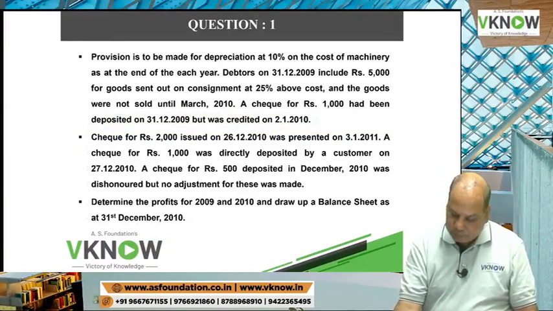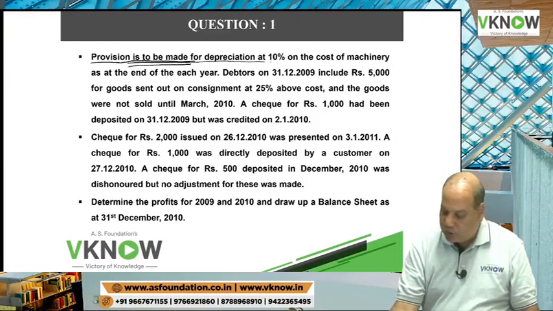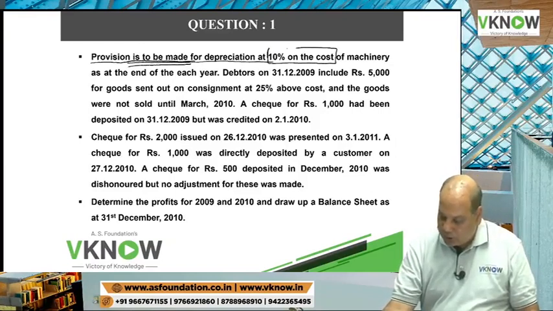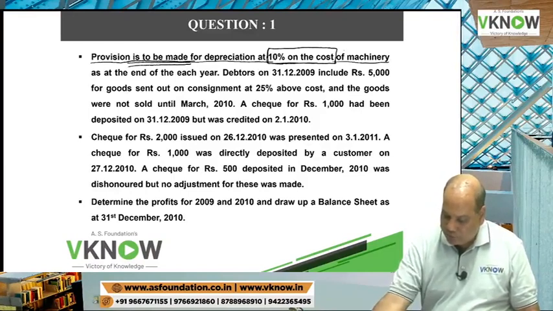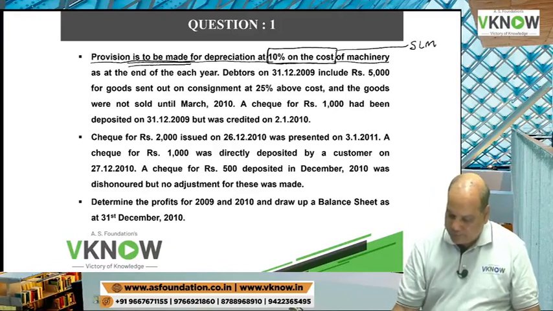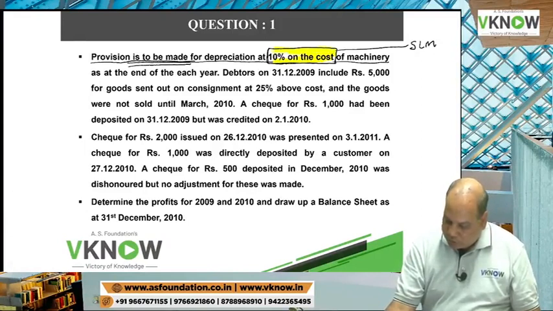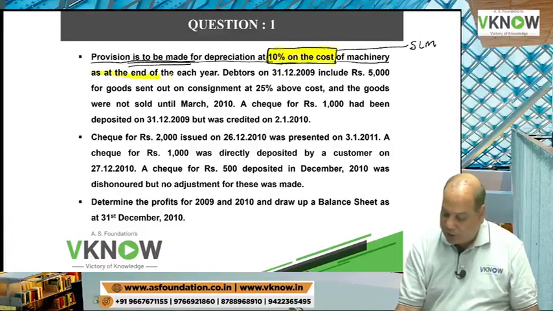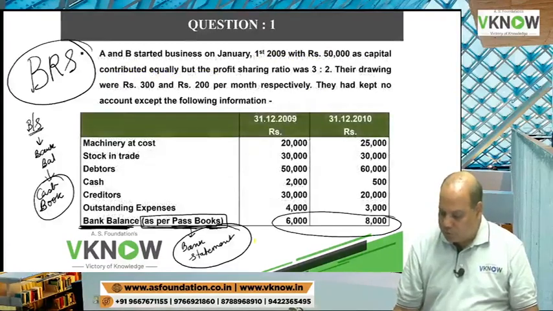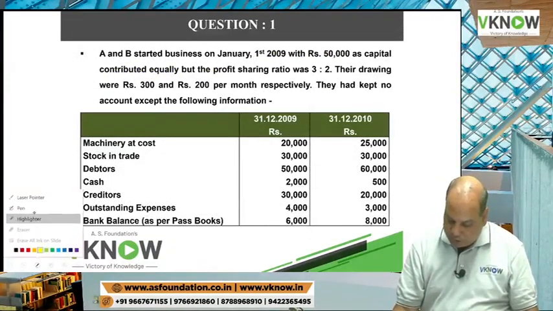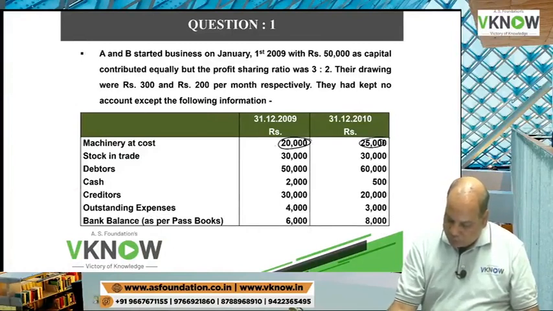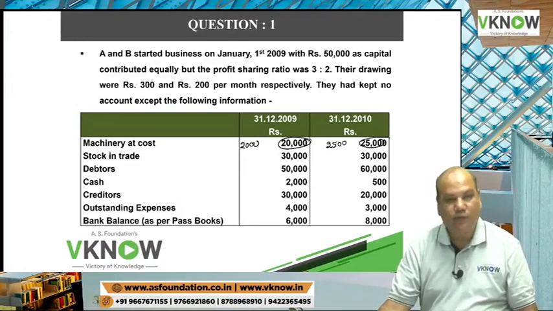Next paragraph. Provision is to be made, meaning the student will have to do it, for depreciation at 10% of the cost of the machinery. It is called the straight line method. When you are providing depreciation on cost, it is called the straight line method of depreciation. As at the end of each year. So I will go to the previous table. Look at this machinery. Here we will provide depreciation of 2000 rupees. Here depreciation will be 2500.